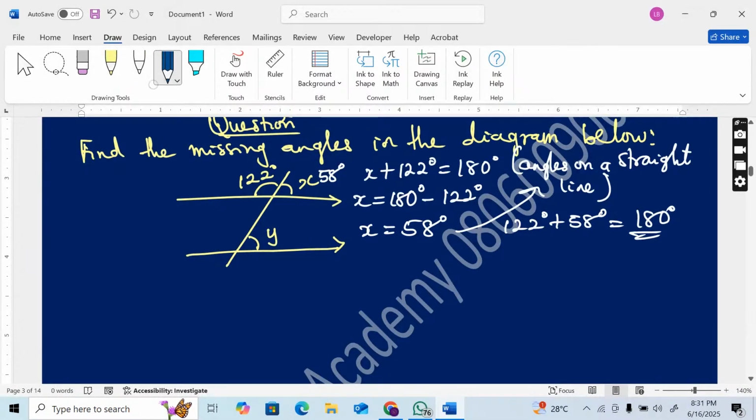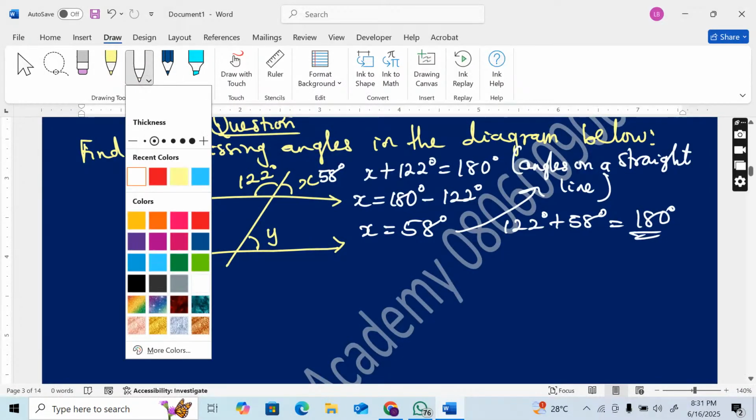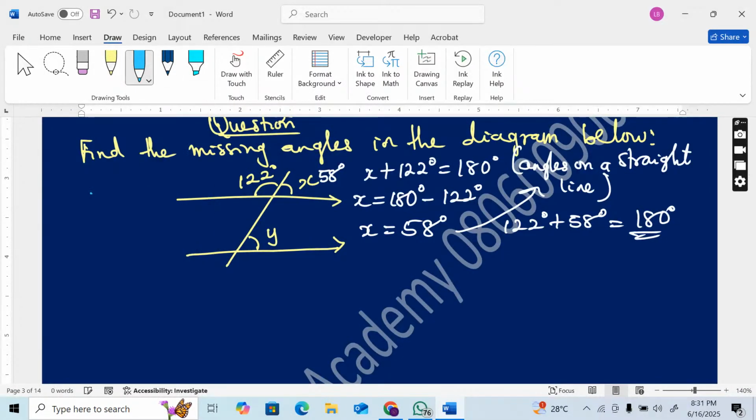Now, what will be the value of y? We need to find angle y. Now, when you look at angle X on the first parallel line, it's on the right side of the transversal and on top of the parallel line. Now, angle Y is also on the right side of the transversal and on top of the parallel line. Angle Y is on the same position of X.